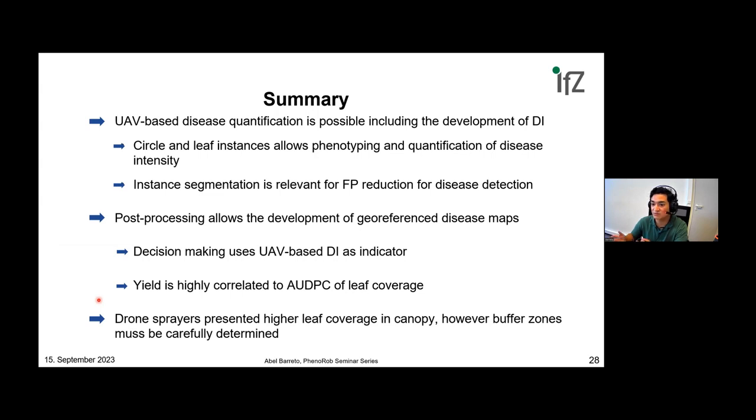Yield is actually correlated more with the AUDPC and the leaf coverage. And drone spraying presented a higher leaf coverage in comparison to the tractor or the traditional application. However, buffer zones can be more accurate in the future.